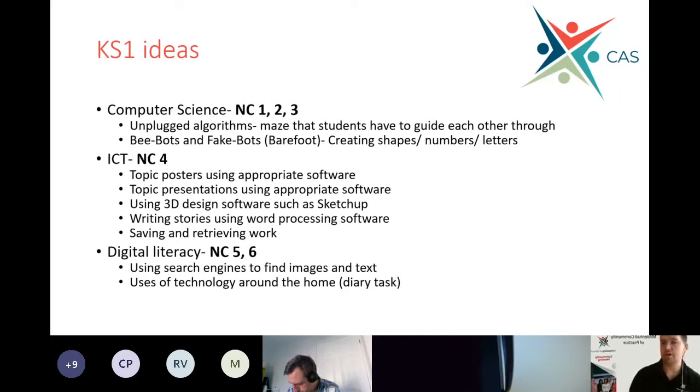And I think trying to tie the work in as much as possible with what you have to do normally will make your life a lot easier as well. I don't know if there is anyone from the Key Stage 1 background that's got any other ideas of kinds of things that they might do in each of those strands at all.